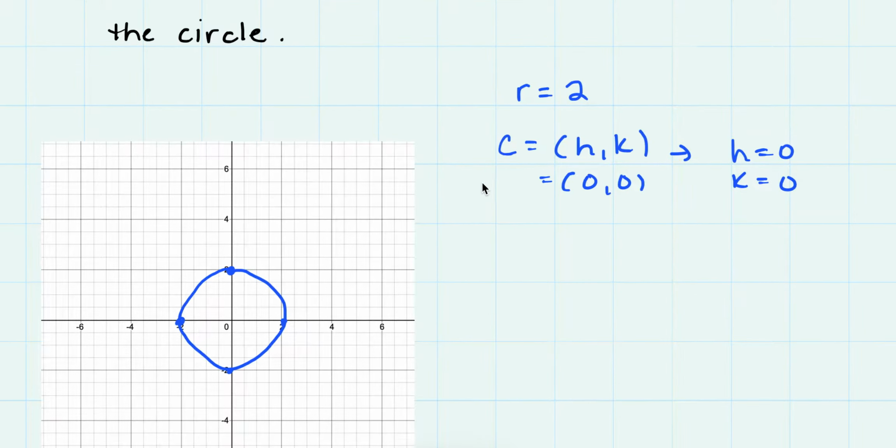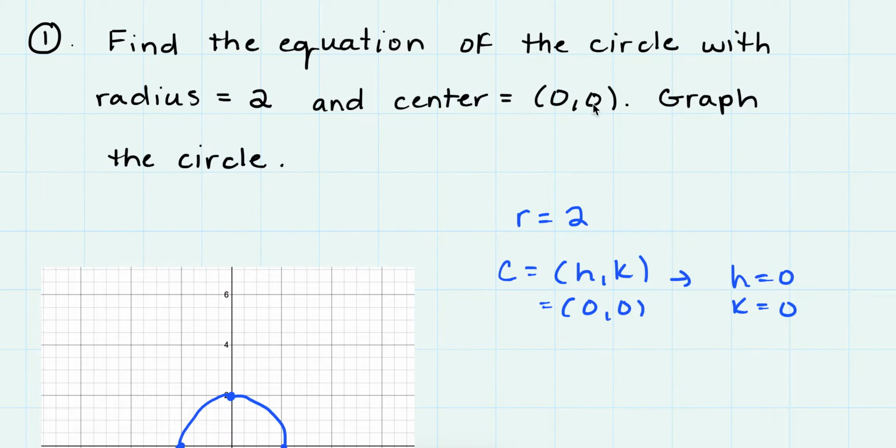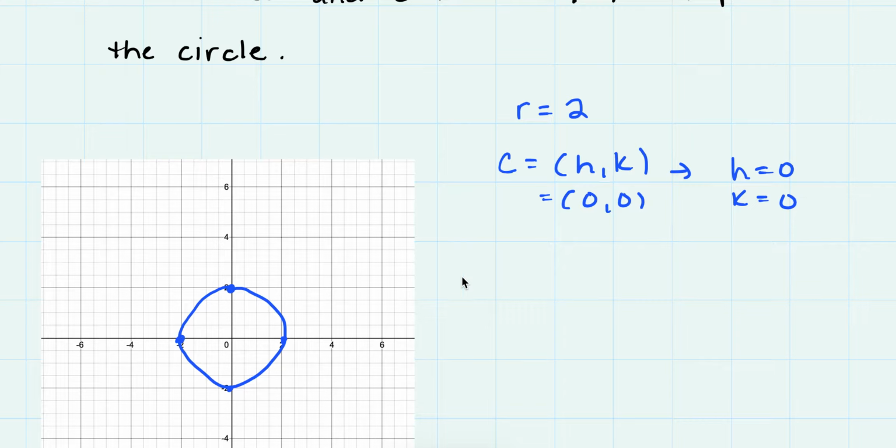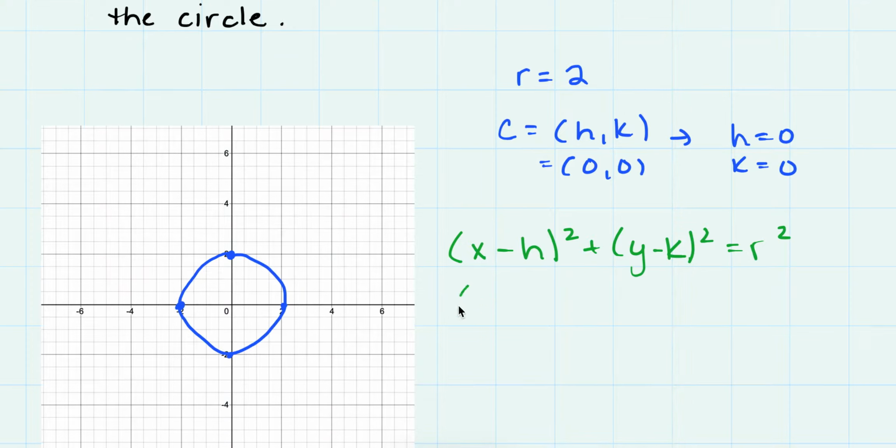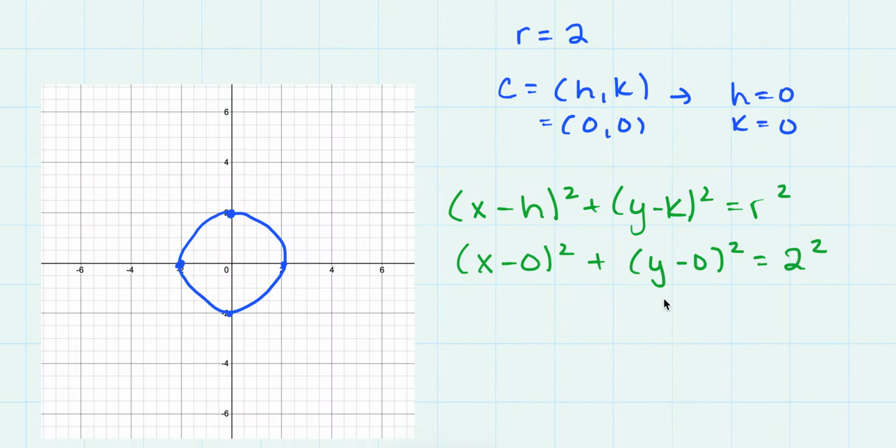So let's write the standard form of the circle, the equation of this. Remember, it's (x minus h) squared plus (y minus k) squared is equal to r squared. h here is 0, k is 0, so we get (x minus 0) squared plus (y minus 0) squared is equal to 2 squared. Let's clean this up a little bit.